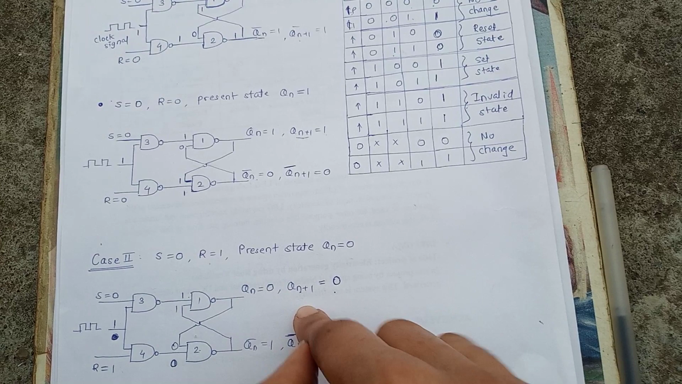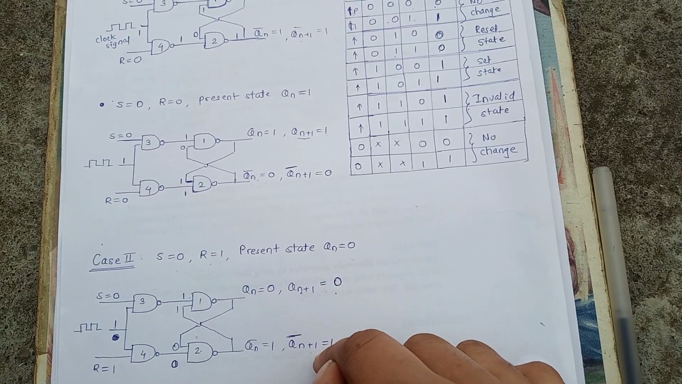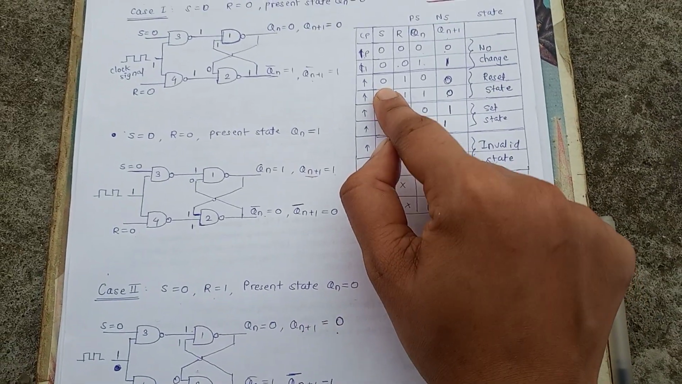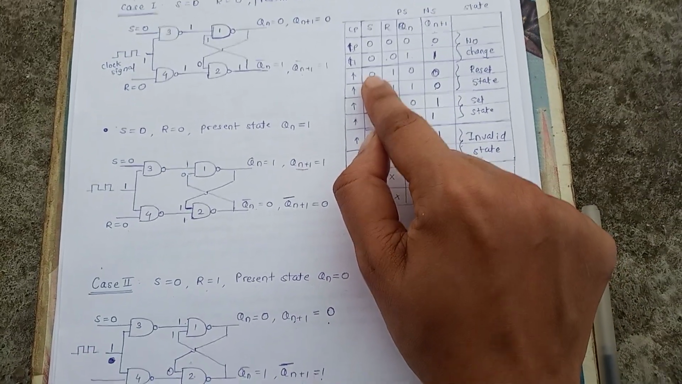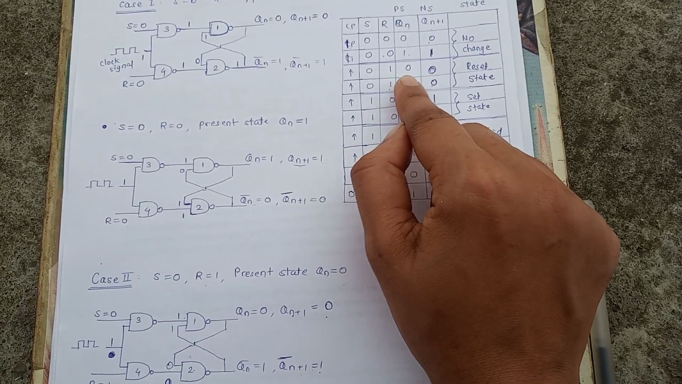Now this Qn+1 and Qn+1 bar are complements of each other, so it is a valid case. So we can update the truth table for 0 1 and Qn present state 0, next state is 0.